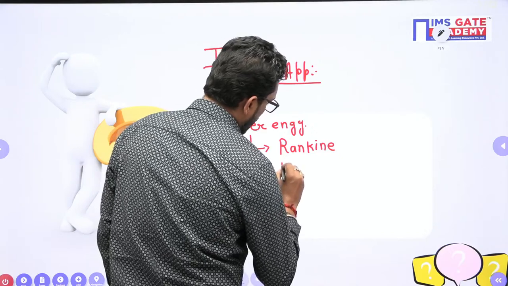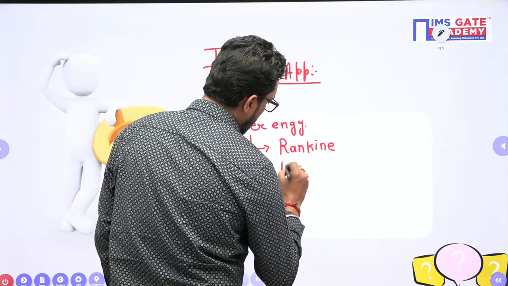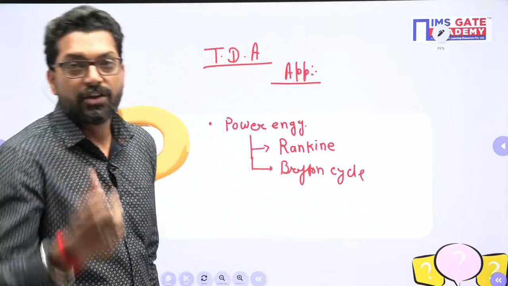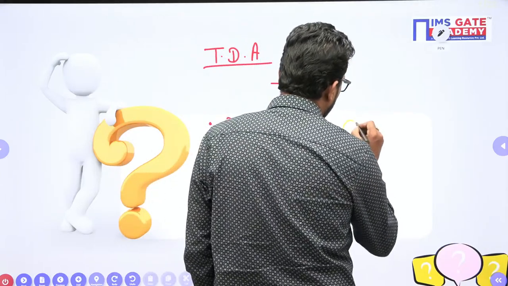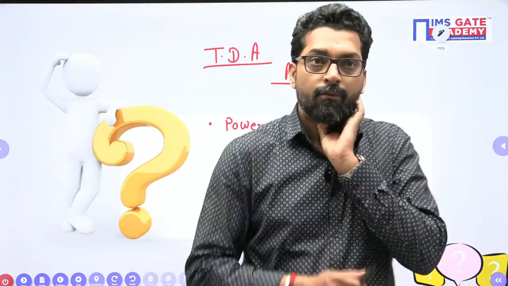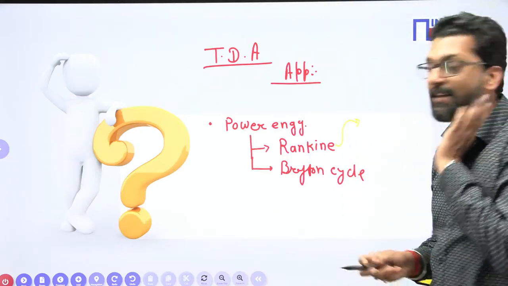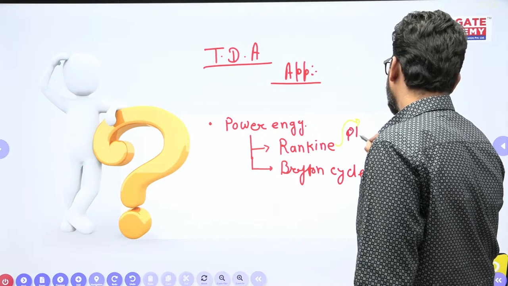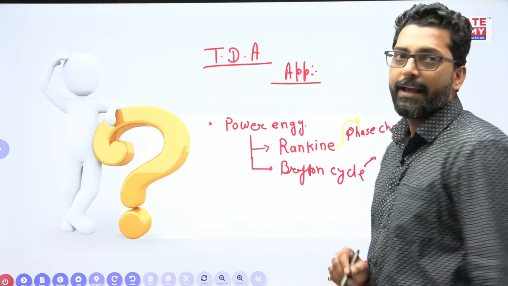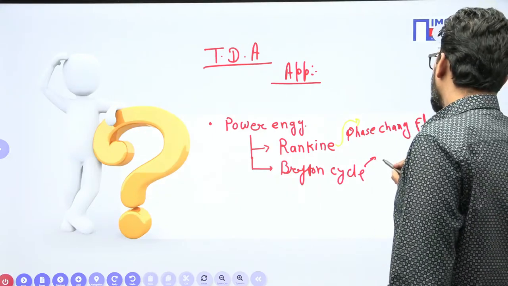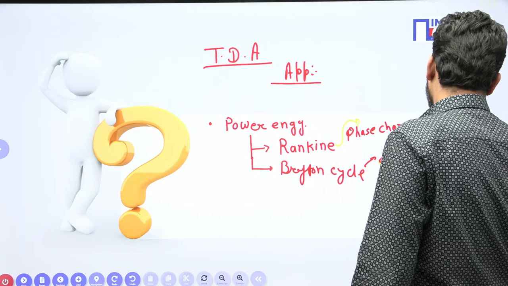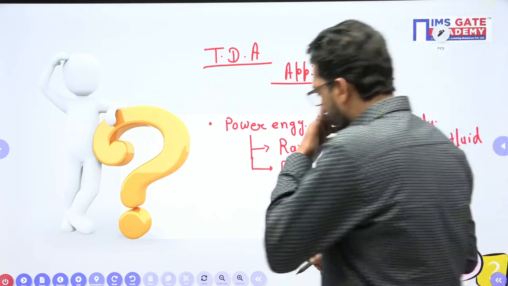and the second is the Brayton cycle. These two are power producing cycles. What is the difference between the Rankine cycle and Brayton cycle, beta? In the Rankine cycle, the fluid which is used throughout the cyclic process changes its phase. That means a phase changing fluid is used, and in the Brayton cycle there is no phase change. That means a single phase fluid is used.